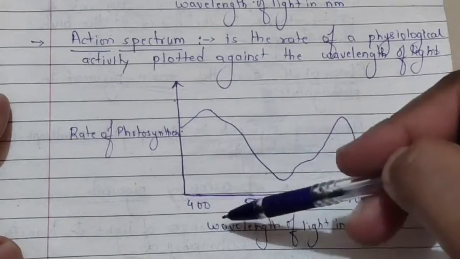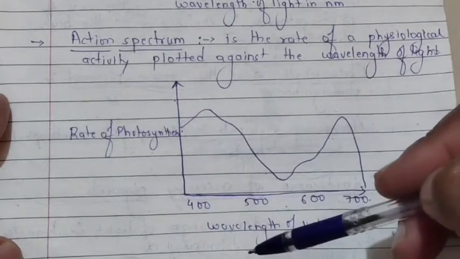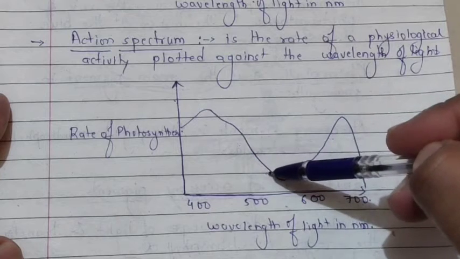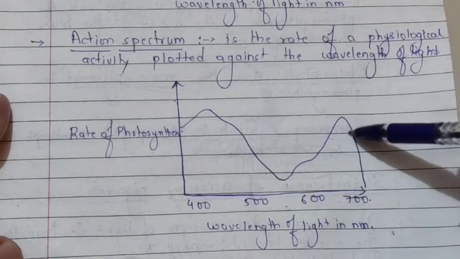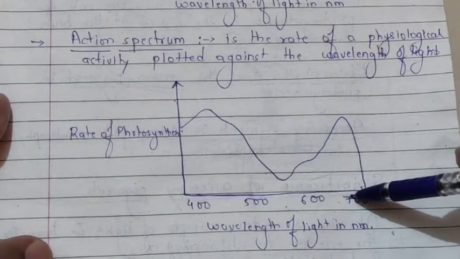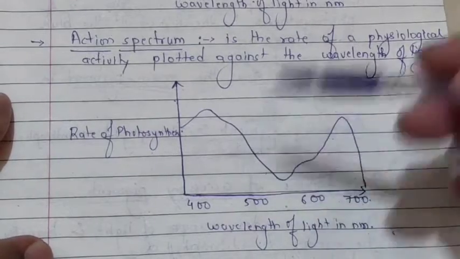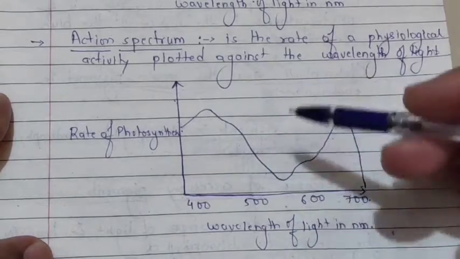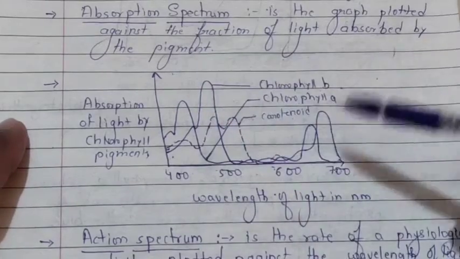At 400 nanometer, the plant shows a high rate of photosynthesis. Then it gradually decreases as it passes 500 nanometer. Then gradually it increases towards 700 nanometer. Right? Can you correlate this graph with some other spectrum? Just now, which spectrum did we study previous to this one? We have studied the absorption spectrum.